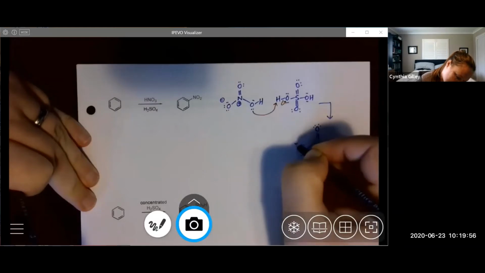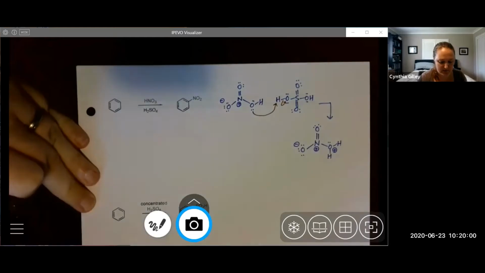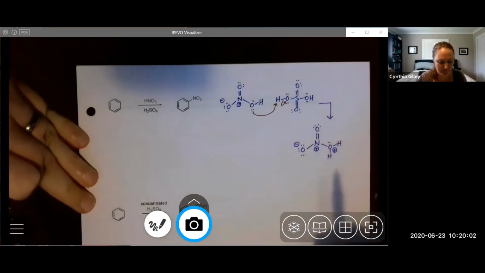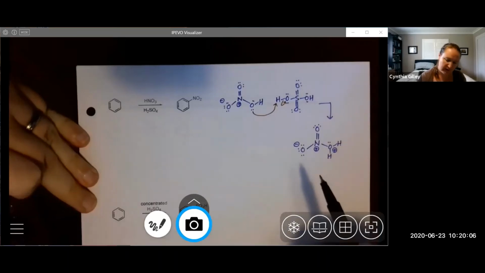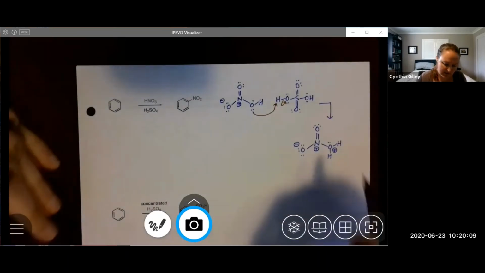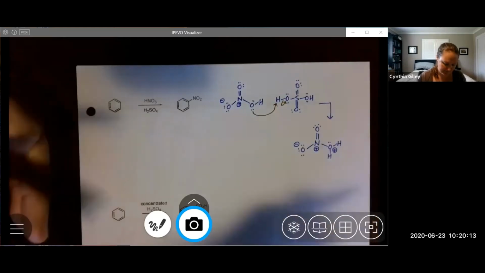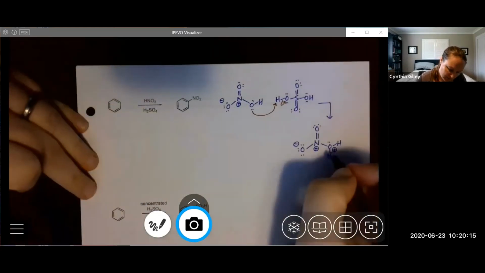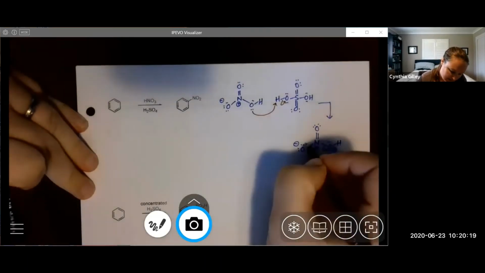All those lone pairs. It looks like, oh, this is so weird, two positives next to one another. But remember, this is almost like canceled out, so don't worry about it. So we recognize that we have a good leaving group here. We can show water leaving, and at the same time, we can actually show our resonance here.